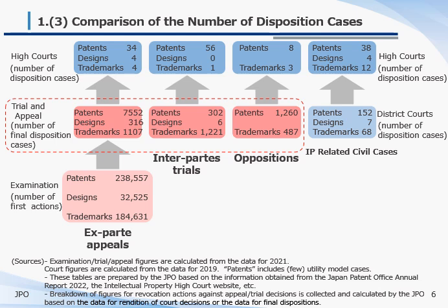Please look at the second red rectangle from left. 300 patent cases and 1,000 trademark cases are disputed between the parties. Some of these cases are further disputed at the IP High Court. Now, please look at the second red rectangle from the right. About 1,000 patent opposition cases and about 400 trademark opposition cases are annually requested.